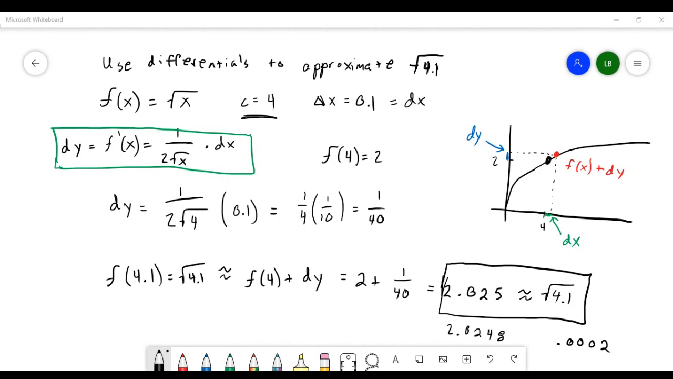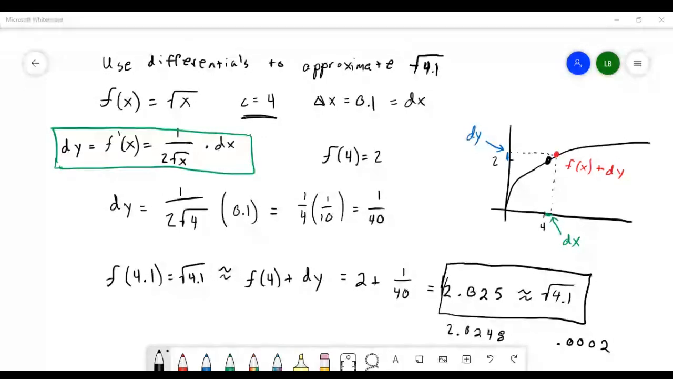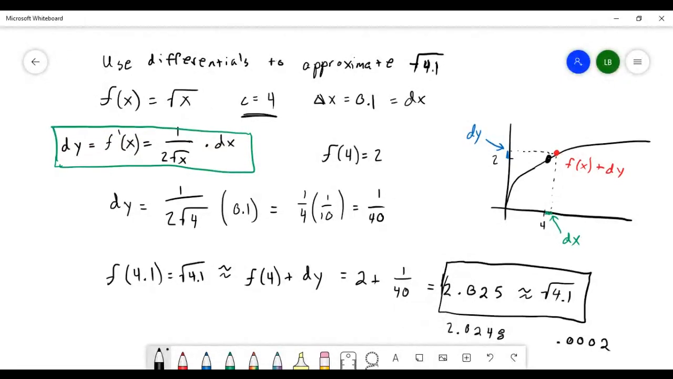How did I get the f of 4 plus dy? I gave a brief explanation with this graph over here. I can say if this black dot right here is f of x, and this red dot is a point very close to it, then I can approximate this red dot by adding very small changes, or differentials, to this black dot. Does that kind of make sense? Yeah.